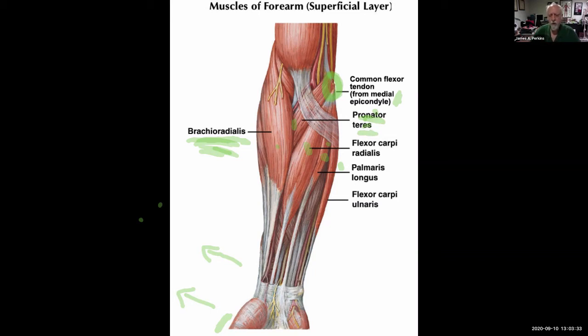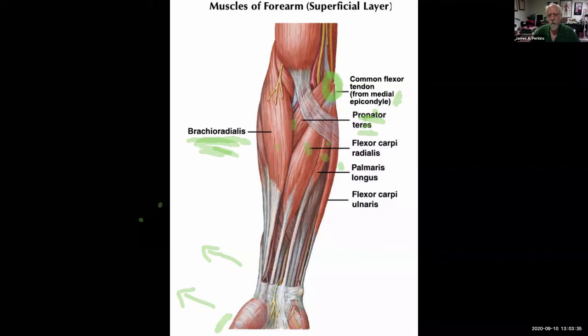That's originating partly from that common flexor tendon, but it also has part of its origin even higher up. There's something called the medial supracondylar ridge up here, which is also part of the origin for pronator teres. The muscle crosses the forearm diagonally, and you can't see it, but over here, deep within the forearm, the muscle is inserting on the shaft of the radius.